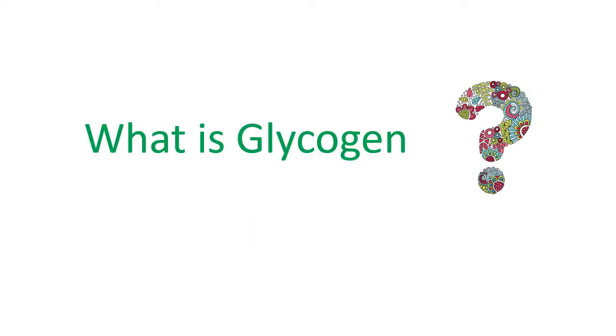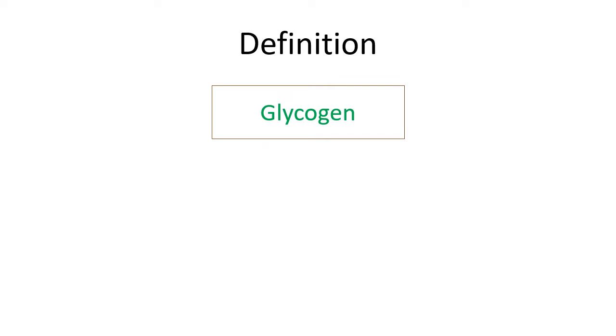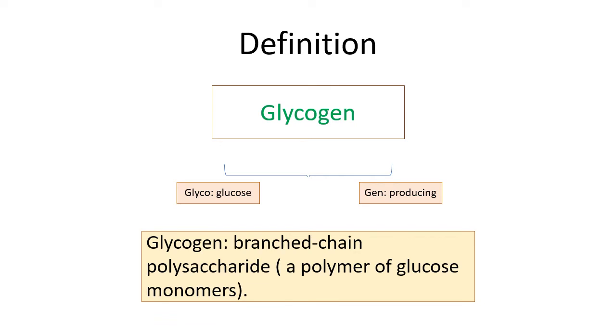So, what is glycogen? Now, if we break the word glycogen, the prefix gluco means glucose and the suffix gen means producing. So, degradation of glycogen will produce glucose when it is needed. Glycogen can be defined as a branched-chain polysaccharide, a polymer of glucose monomers.